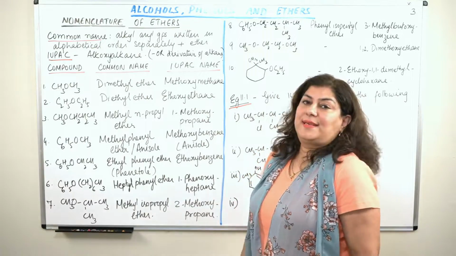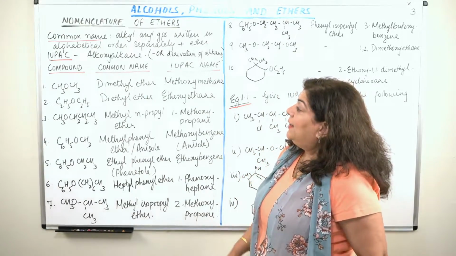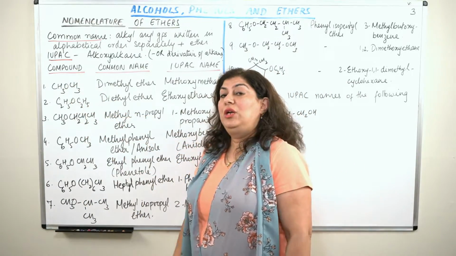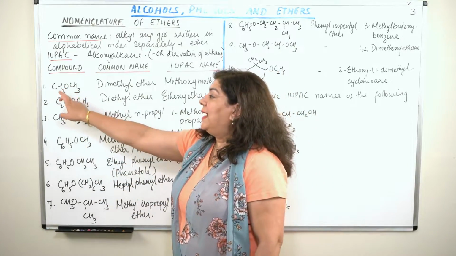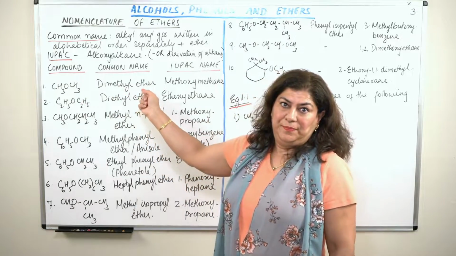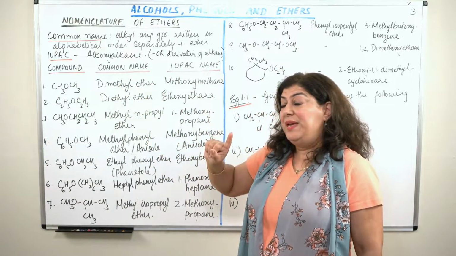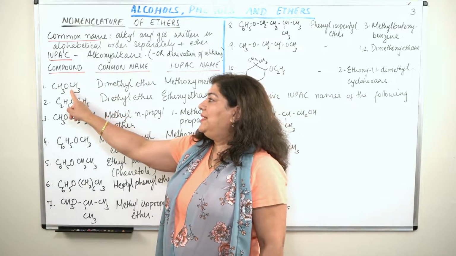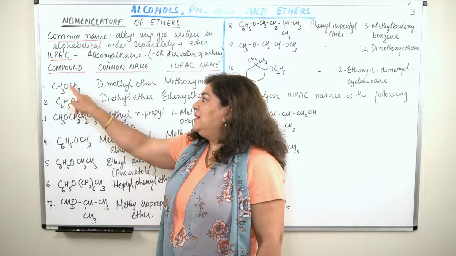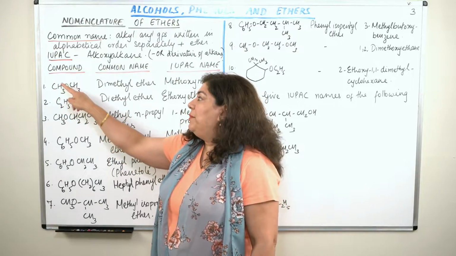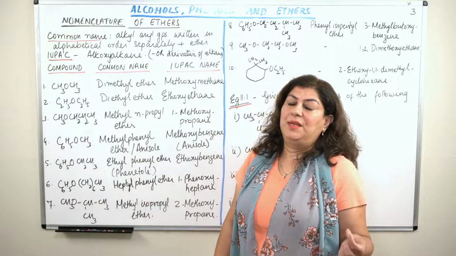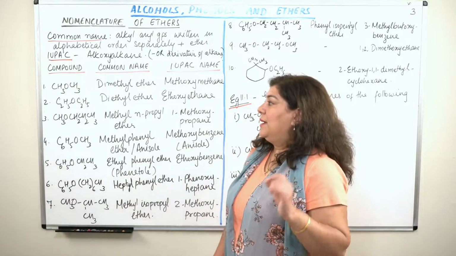So, let us start with the first compound. CH3OCH3. There are 2 methyl groups. So in common nomenclature, this will be called dimethyl ether, since both are methyls. In the case of IUPAC nomenclature, we have to choose one of these as the parent. So I choose this as the parent. So this becomes methane. And this part, the substituent, becomes methoxy. So methoxymethane is the IUPAC name of this compound.